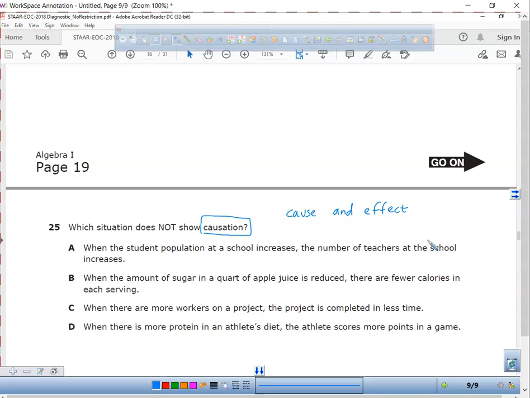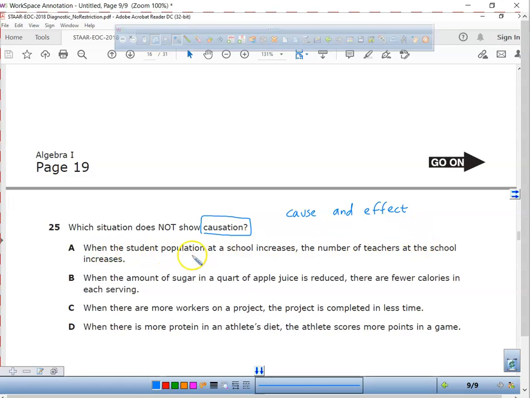If it rains, what's going to happen to the grass in the morning? It's going to be wet, okay? If you go a day without water, you're going to feel thirsty. If you go 5 days without food, you're going to feel hungry, right? It's a cause and effect relationship.